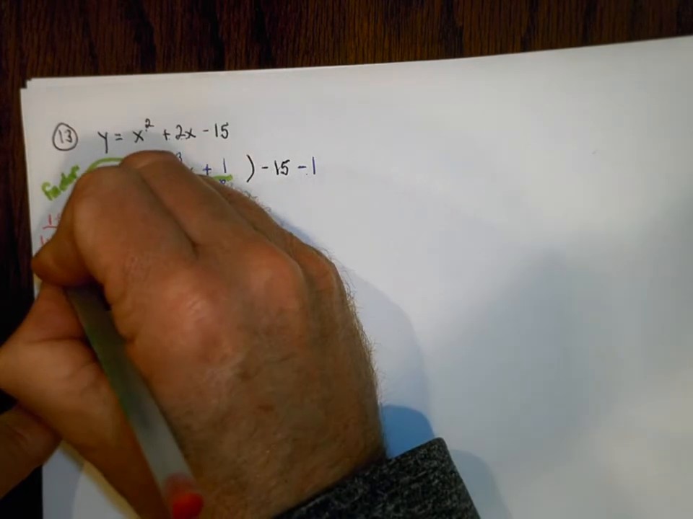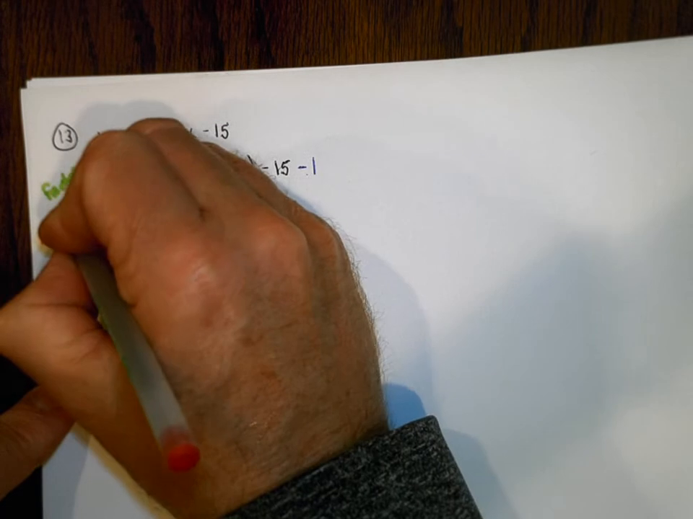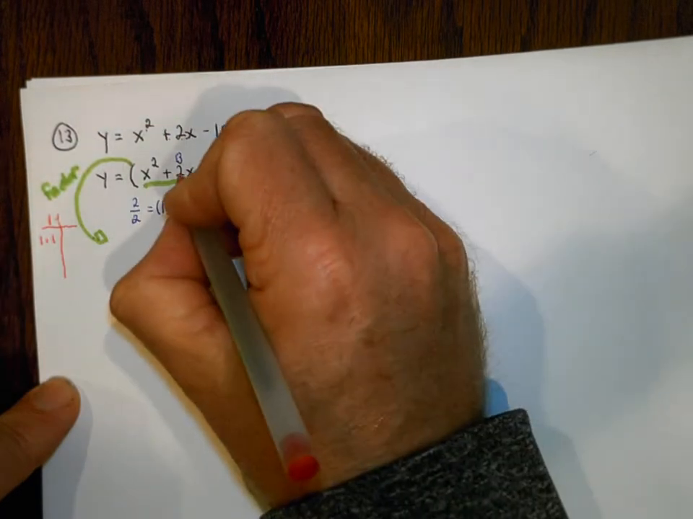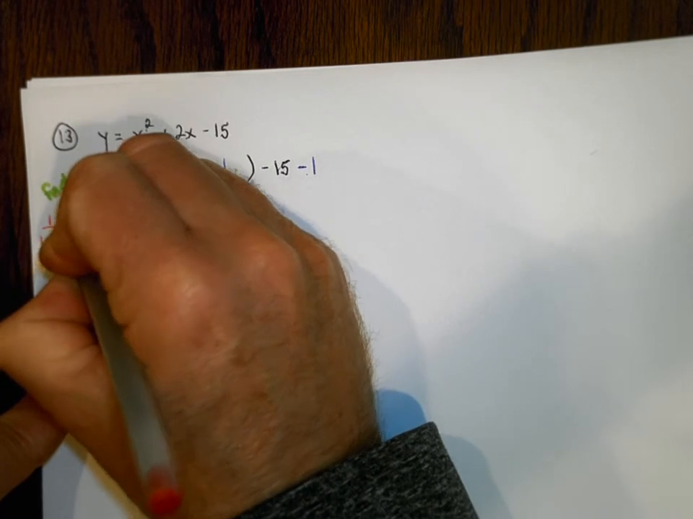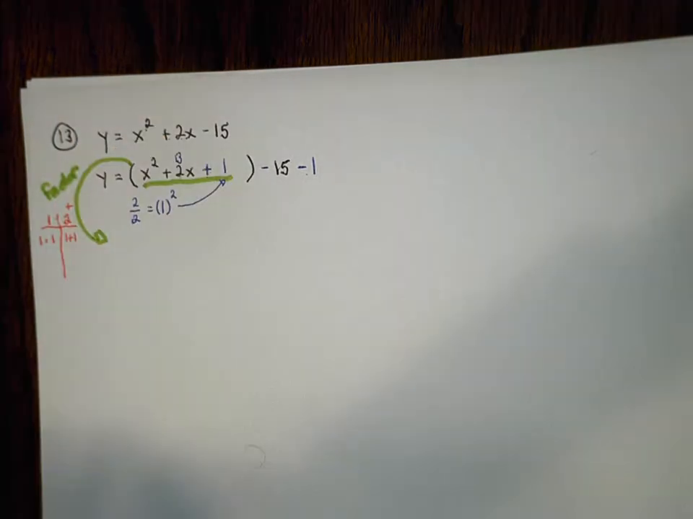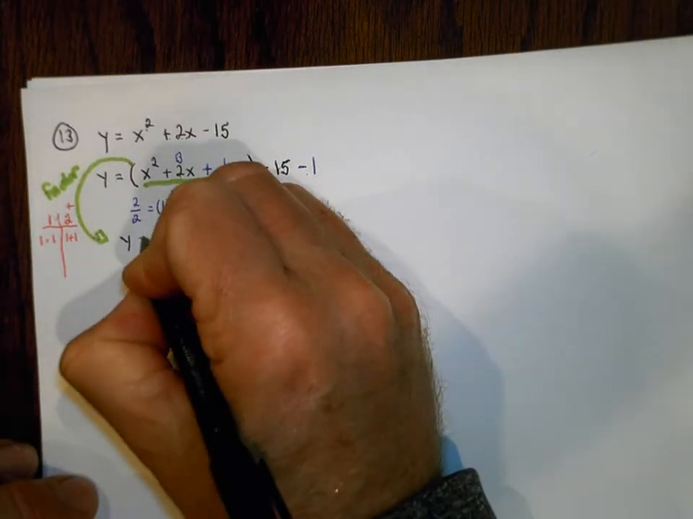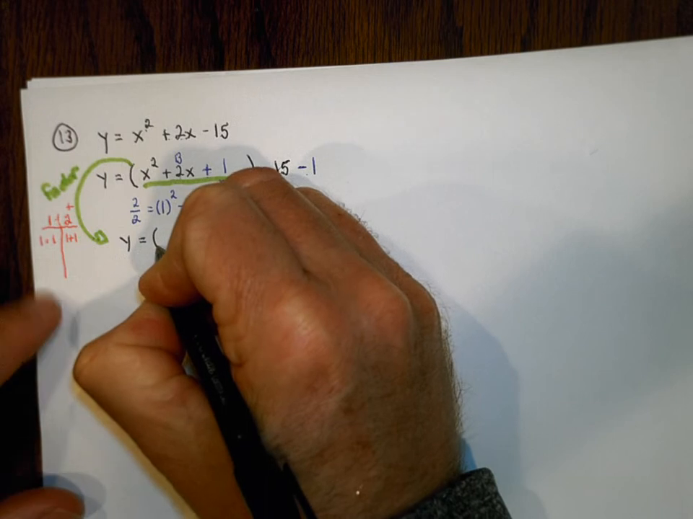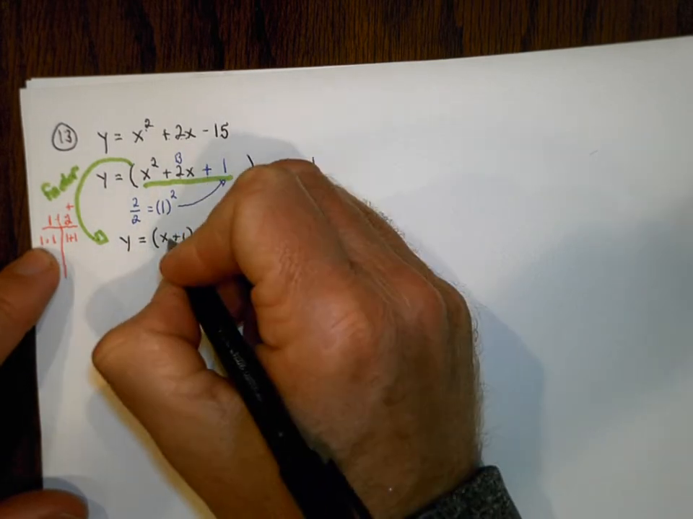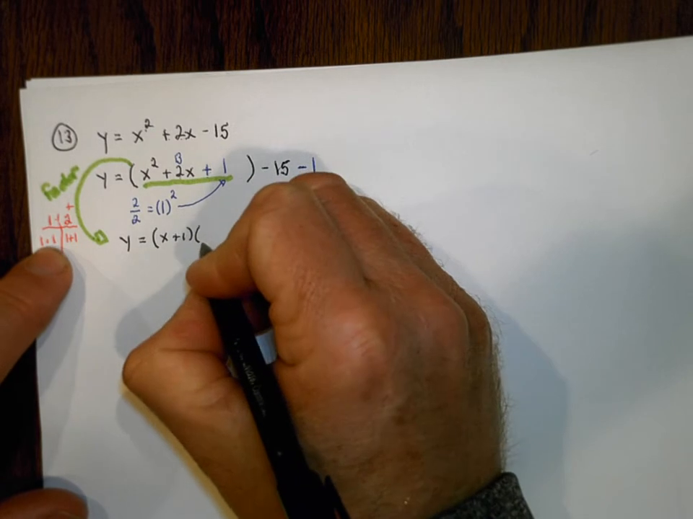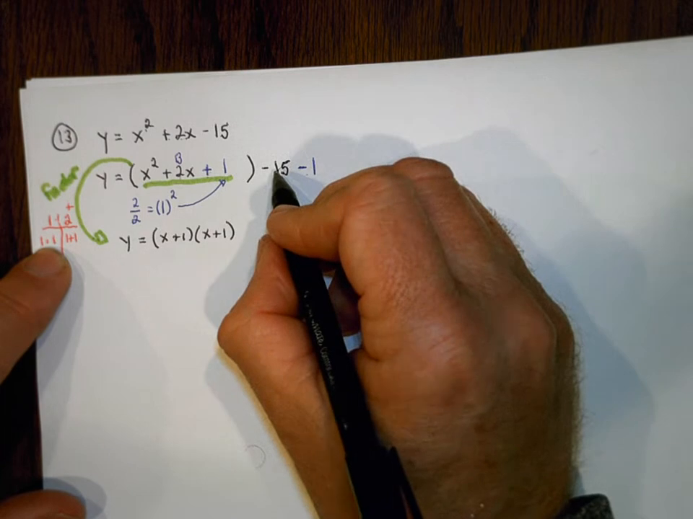These two numbers, positive 1 and positive 1, will be my two factors for this trinomial if they add up to the b value. You can see that the b value is positive 2, and 1 plus 1 does add up to 2. So I have found my two factors, which means my equation becomes y equals, and my first factor is x plus 1, which I got from the first positive 1, and my second factor is another x plus 1. And then outside the parentheses, I'm just going to simplify.